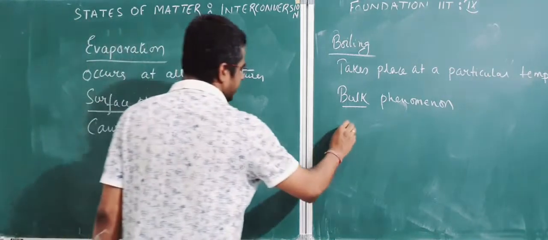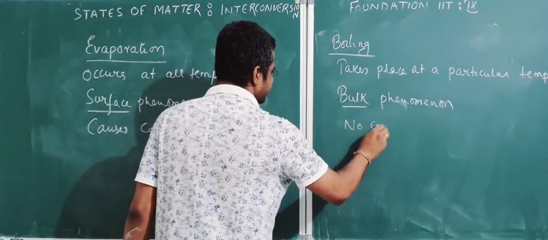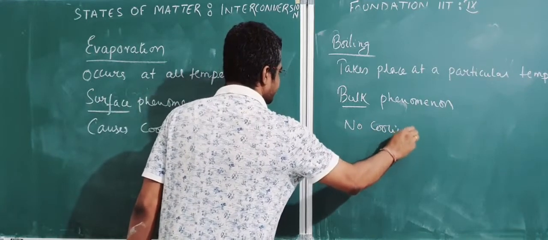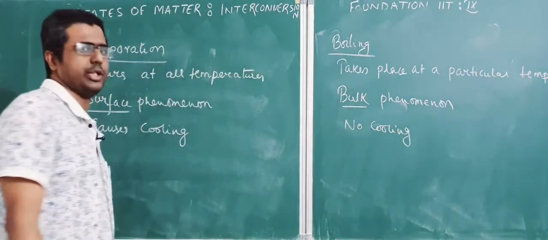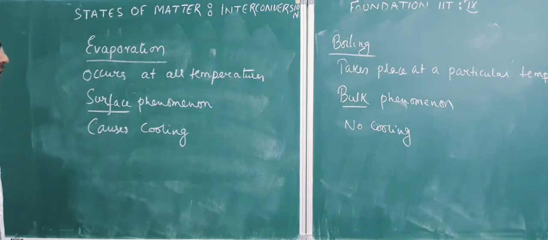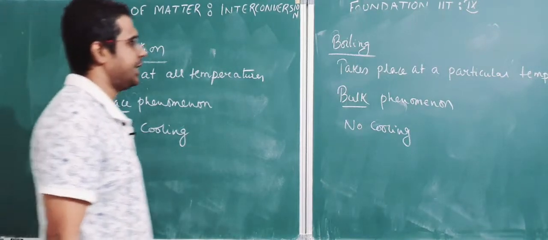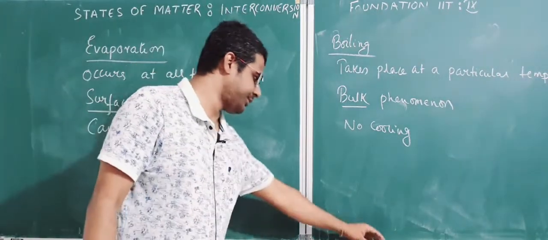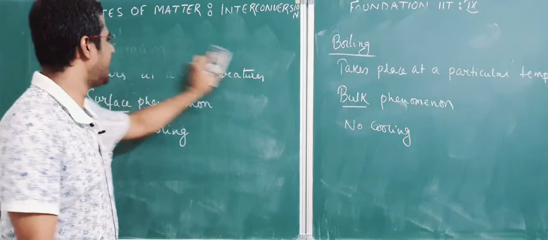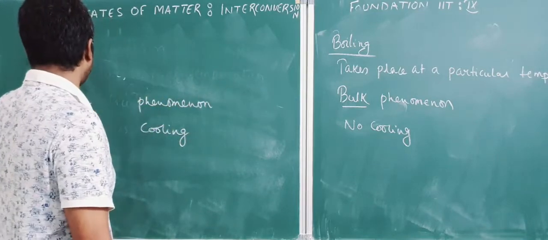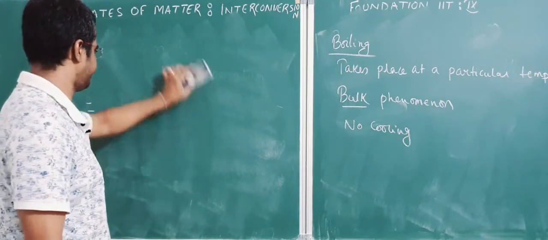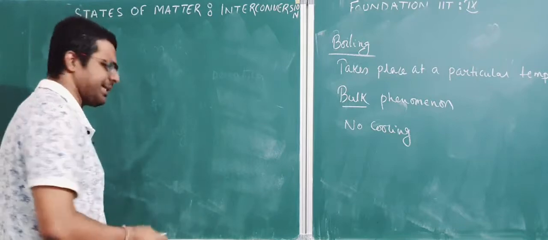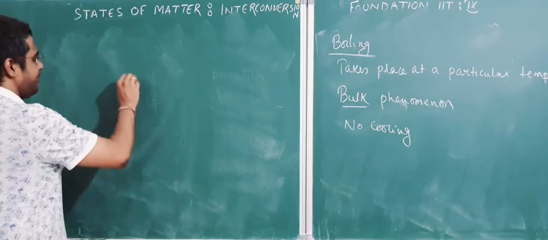In boiling, it doesn't cause any cooling. ठीक है, you need to give some external source of heat and that will go out. So clear guys, this is about the difference between evaporation and boiling. Now I am going to explain to you how evaporation causes cooling. Simple mathematical explanation, won't take much time.